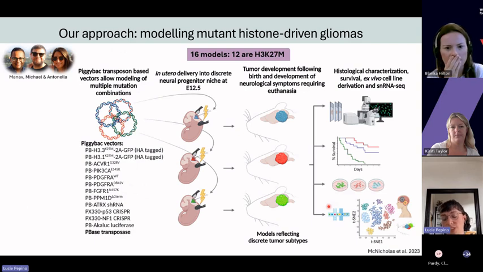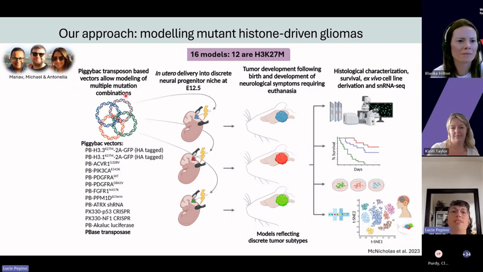Before I even joined the lab, Manav, our PI, Michael, who was a research assistant at the time and is now a PhD student, and Antonella, the senior postdoc of the lab, managed to create 16 different models of this histone mutant glioma, and 12 of them are H3K27M mutant, so DMG, midline glioma.